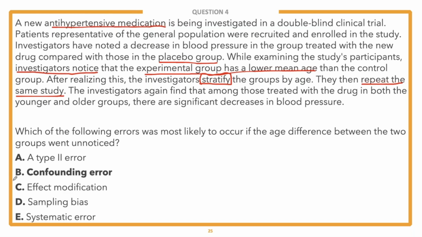Option E, systemic error. Systemic error is an error in the actual study itself. If there's a problem with the equipment, or they're not measuring certain things properly, the error itself is the issue. So that's not the correct answer.